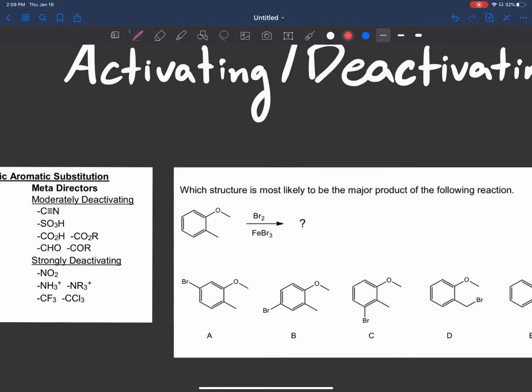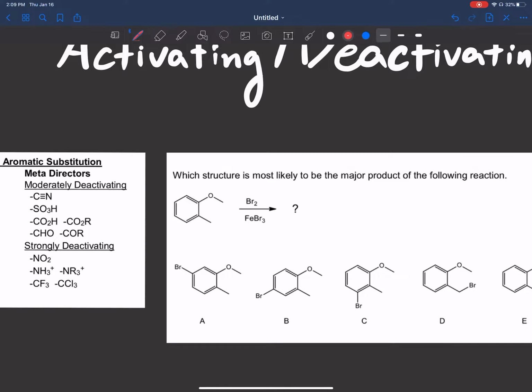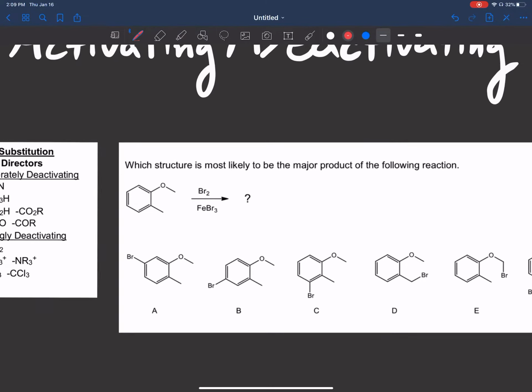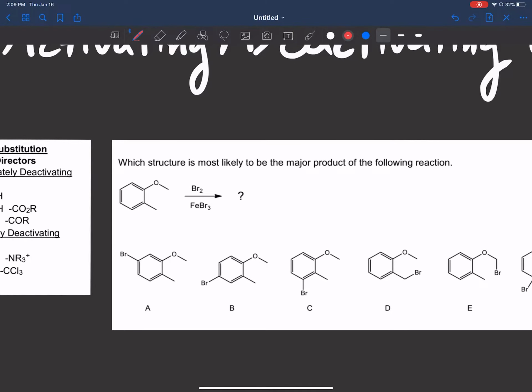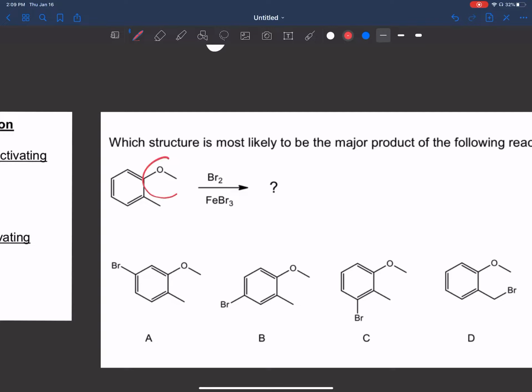So we're doing this Br2 over FeBr3, so you know that adds a bromine, and we're going to put it either in the ortho or the para position. Now, usually when we have something large, we put it in the para position, pretty much like this OCH3 group. While we do get some ortho and some para, the predominant product would be the para product.